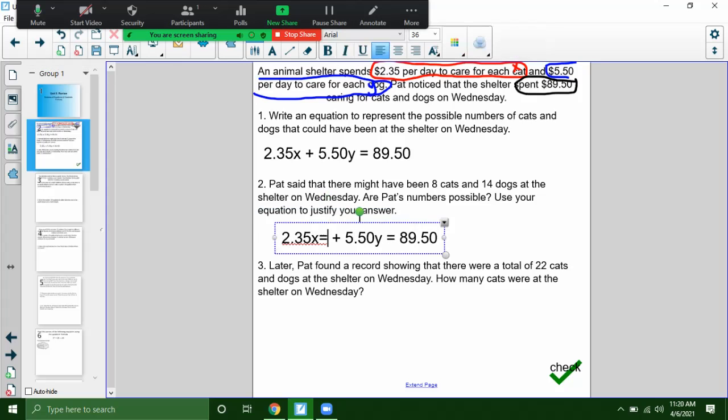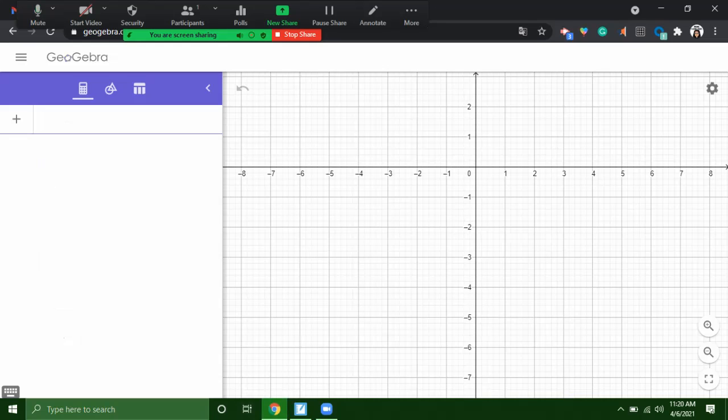So for cats, I'm going to remove the X and put the cats here. It's telling me 8 cats, so it will be 8 times 2.35. And for dogs, they're telling me 14 dogs. So instead of Y, I'll have 14 here. And let's see if this is true, if this is possible. So I'm just going to put this part right here into GeoGebra. Or you can do the math and then add it up and see if it actually equals 89.50, if that's possible.